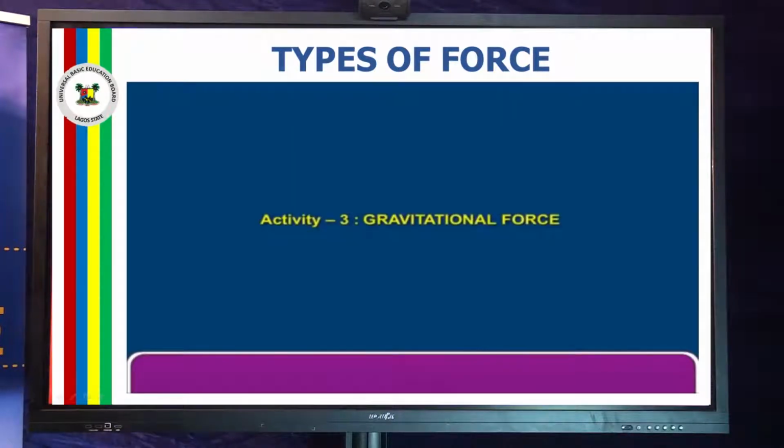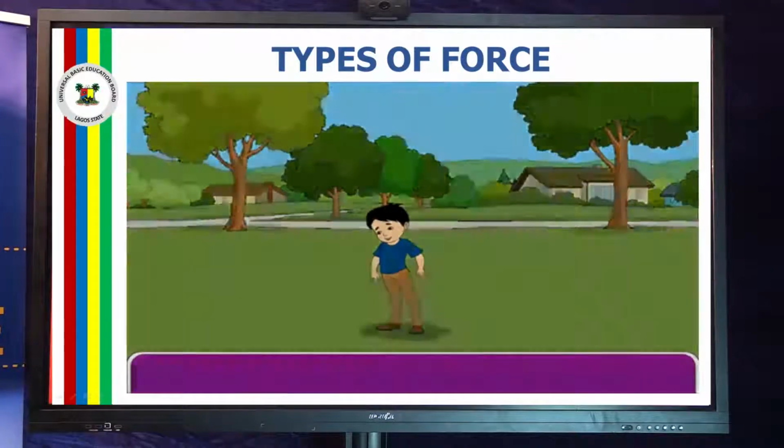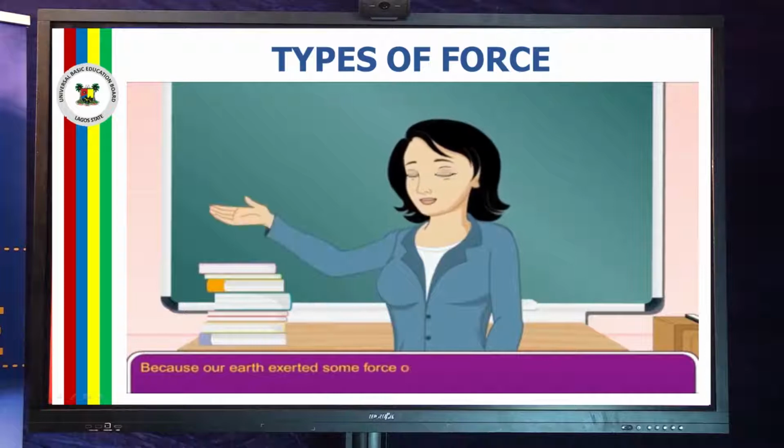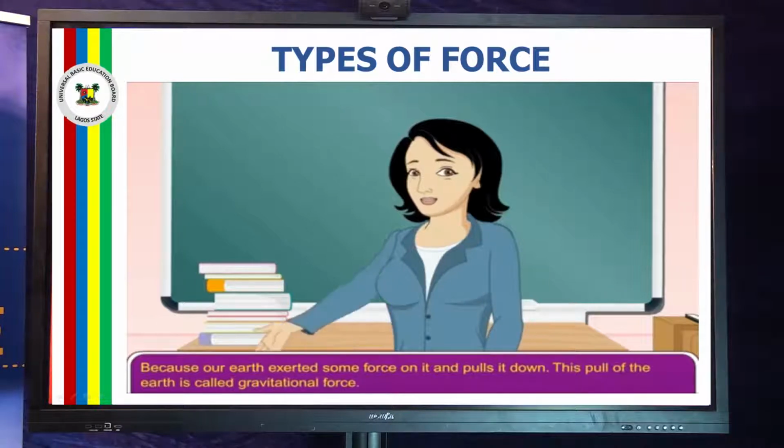Activity 3. Throw a ball upwards. What do you observe? After reaching some height, it comes down to the ground. Why? Because our earth exerted some force on it and pulls it down. This pull of the earth is called gravitational force.